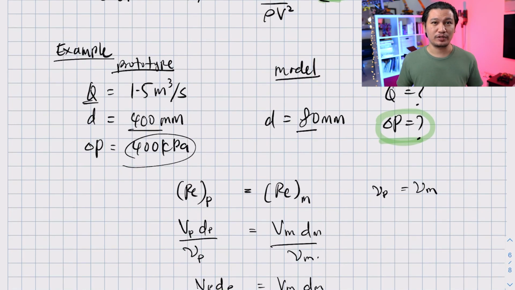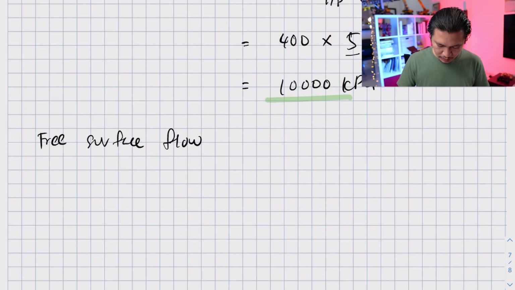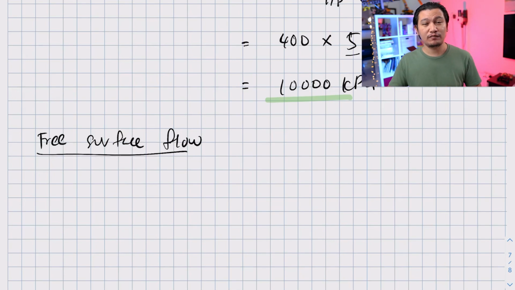For free surface flow, the dimensionless parameters used to connect the model and the prototype are going to be a bit different than for confined flow. Free surface flow, as the name suggests, is the flow that has a free surface. Unlike the confined flow just now, where gravity does not affect the flow, for free surface flow gravity does actually affect the flow.